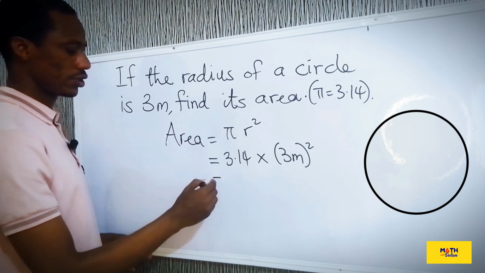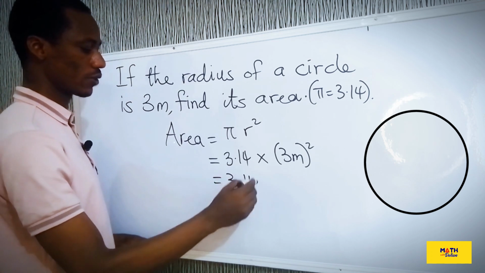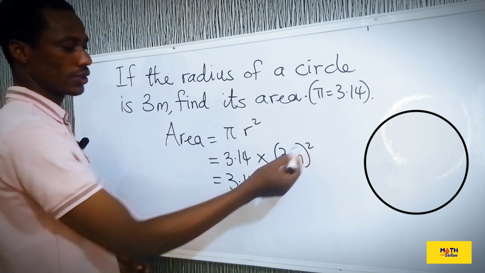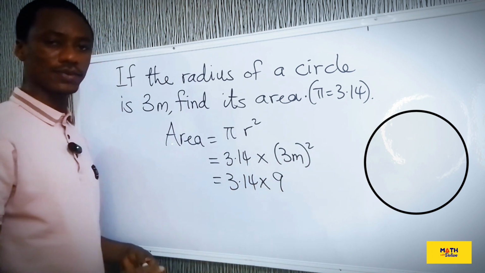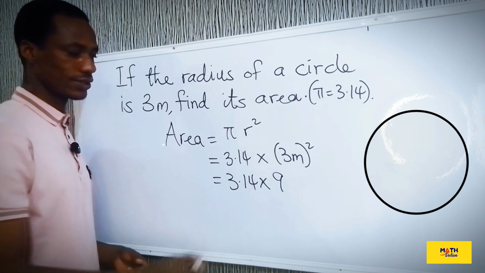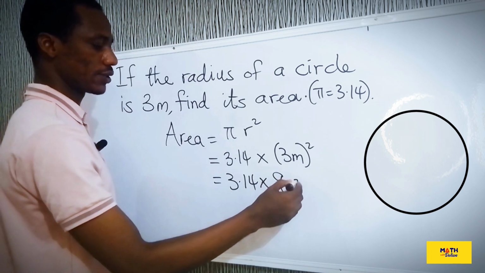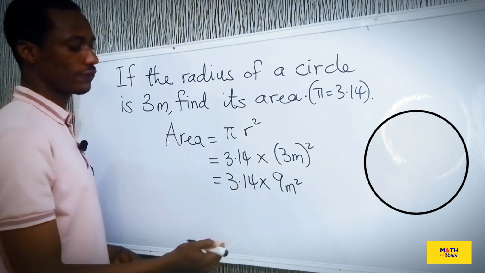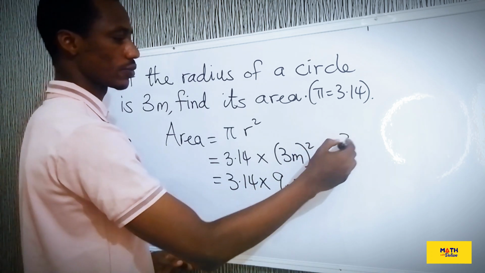And here we have 3.14 times 3 squared, which is 9. That's 3 times 3, that's 9. Then meters times meters will be meters squared. So now we have 3.14 times 9.